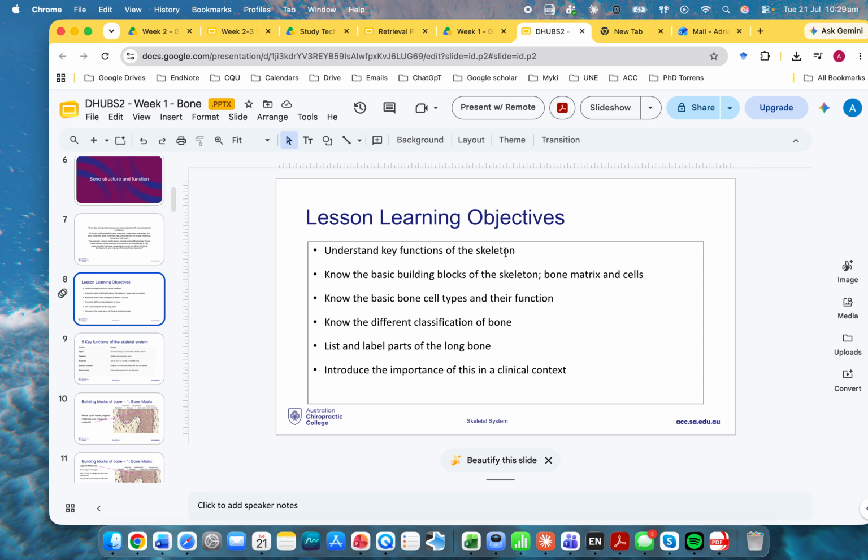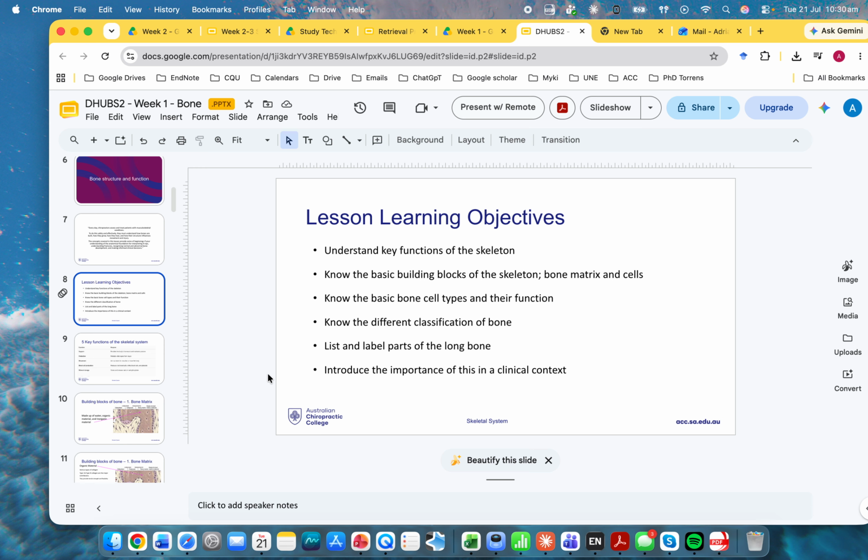Understand key functions of the skeleton, know the basic building blocks of the skeleton, specifically bone matrix and cells, know the basic bone cell types and their function, know the different classifications of bone, list and label parts of the long bone, and introduce the importance of this in a clinical context. So what I'm getting at in a very long-winded way is that at the start of every single lesson, you should be really clear about what you need to know at the end of the lesson. That then should drive the questions that you ask yourself in regards to the content that you're about to address.